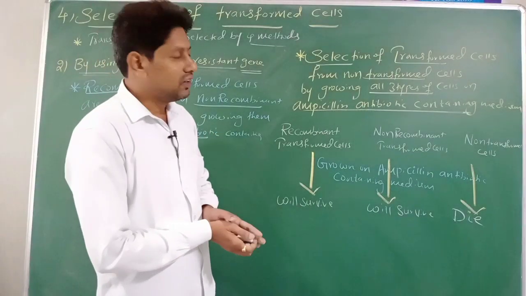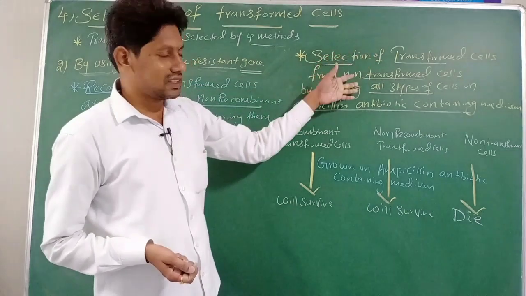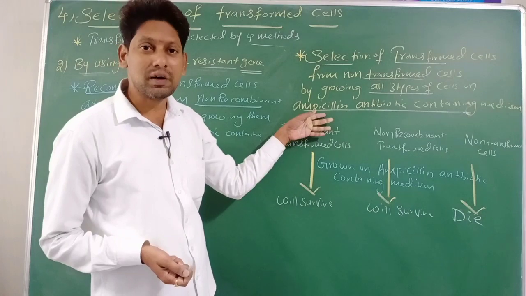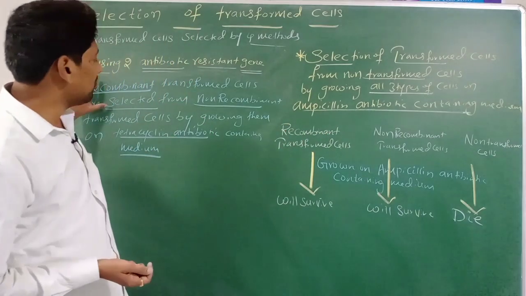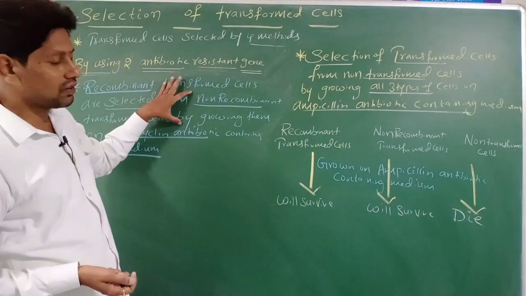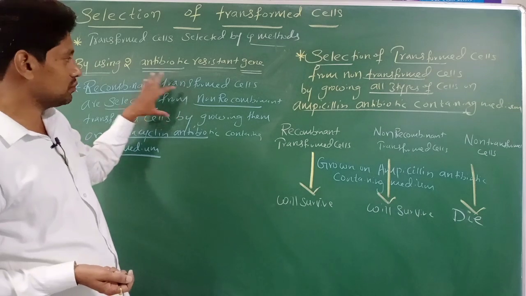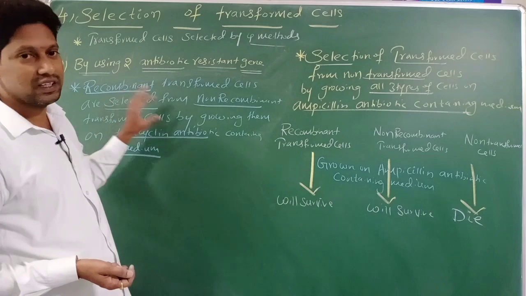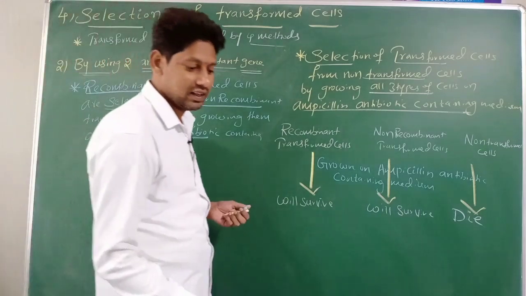See this statement carefully. Transformed cells are selected from non-transformed cells by growing on ampicillin antibiotic containing medium. Recombinant transformed cells are selected from non-recombinant transformed cells by growing them on tetracycline antibiotic containing medium. Is this statement clear? Okay, right?